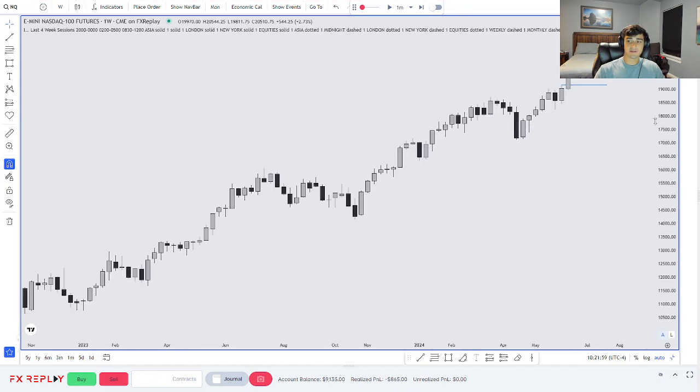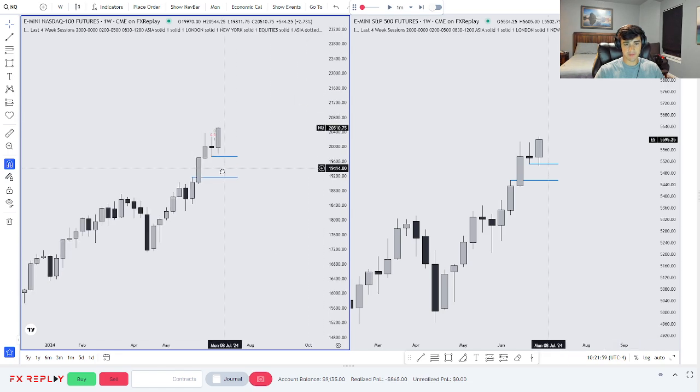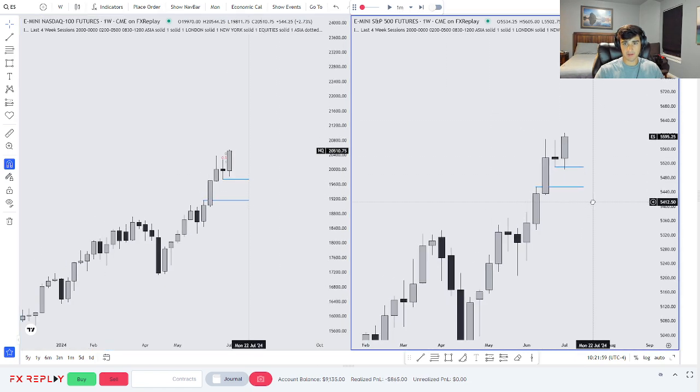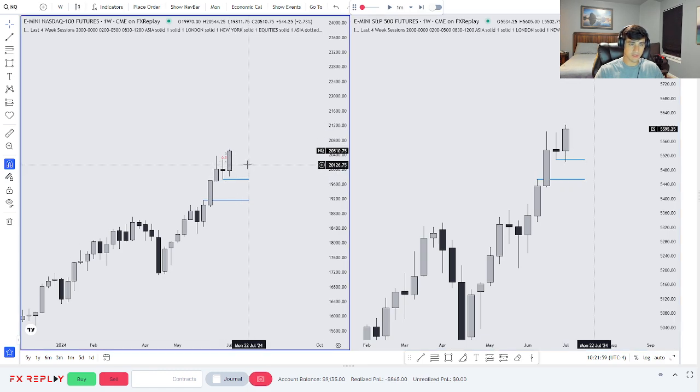and see if I can find some examples of this. So automatically, looking at this chart right here, what do we have? We have our SMT divergence, right? And look what this led to. This led to a strong open, low, high, close candle on the weekly time frame.